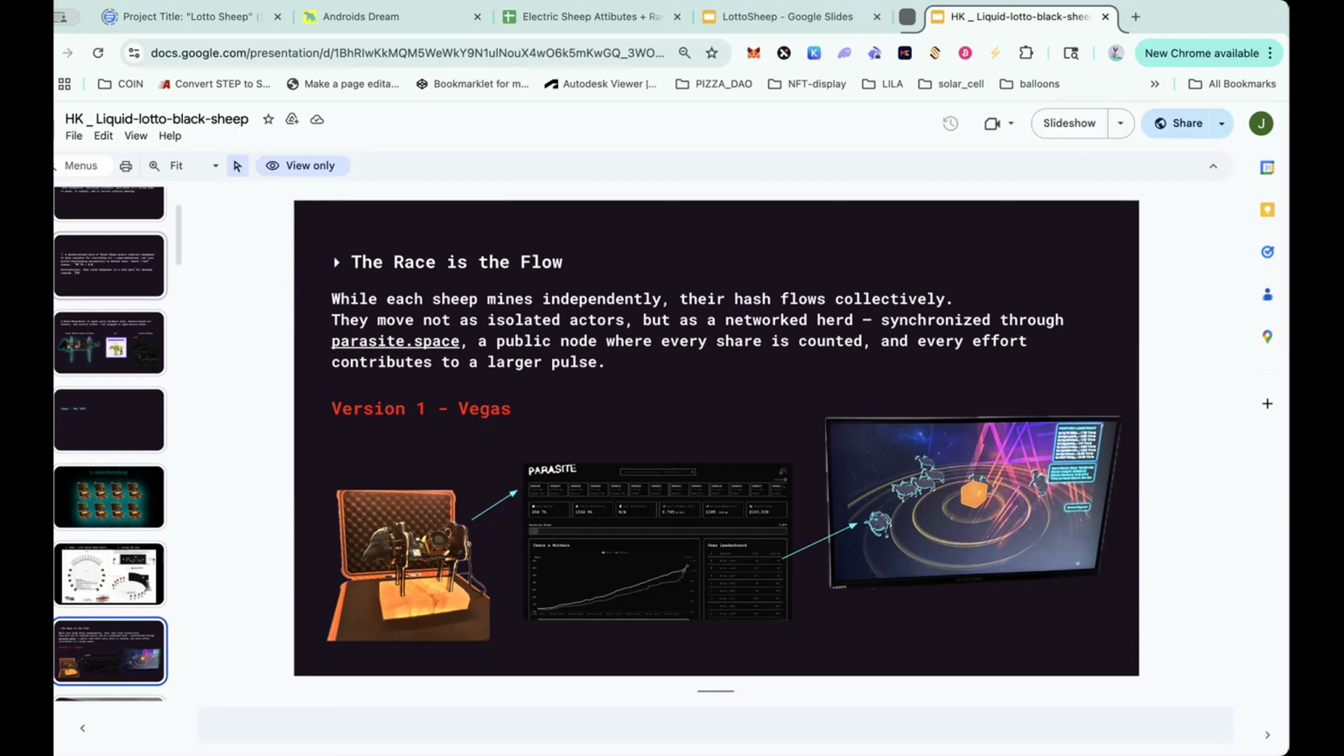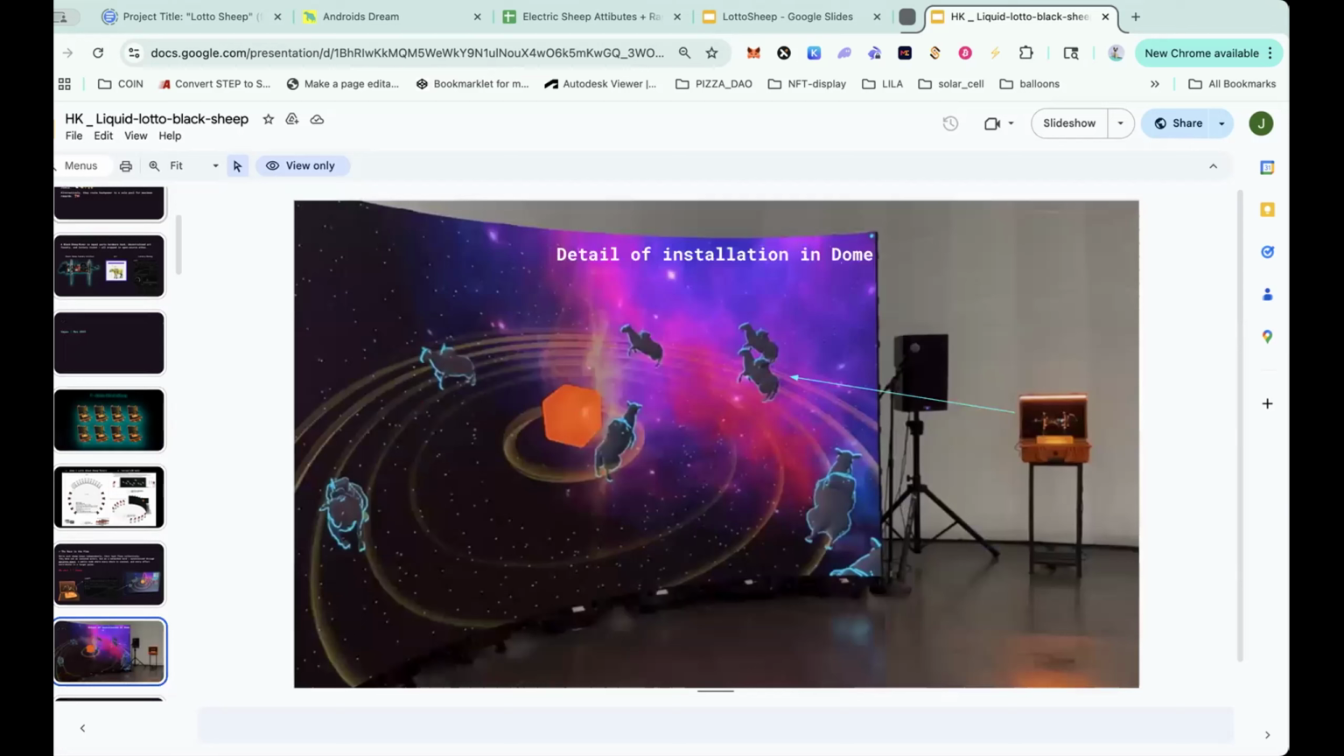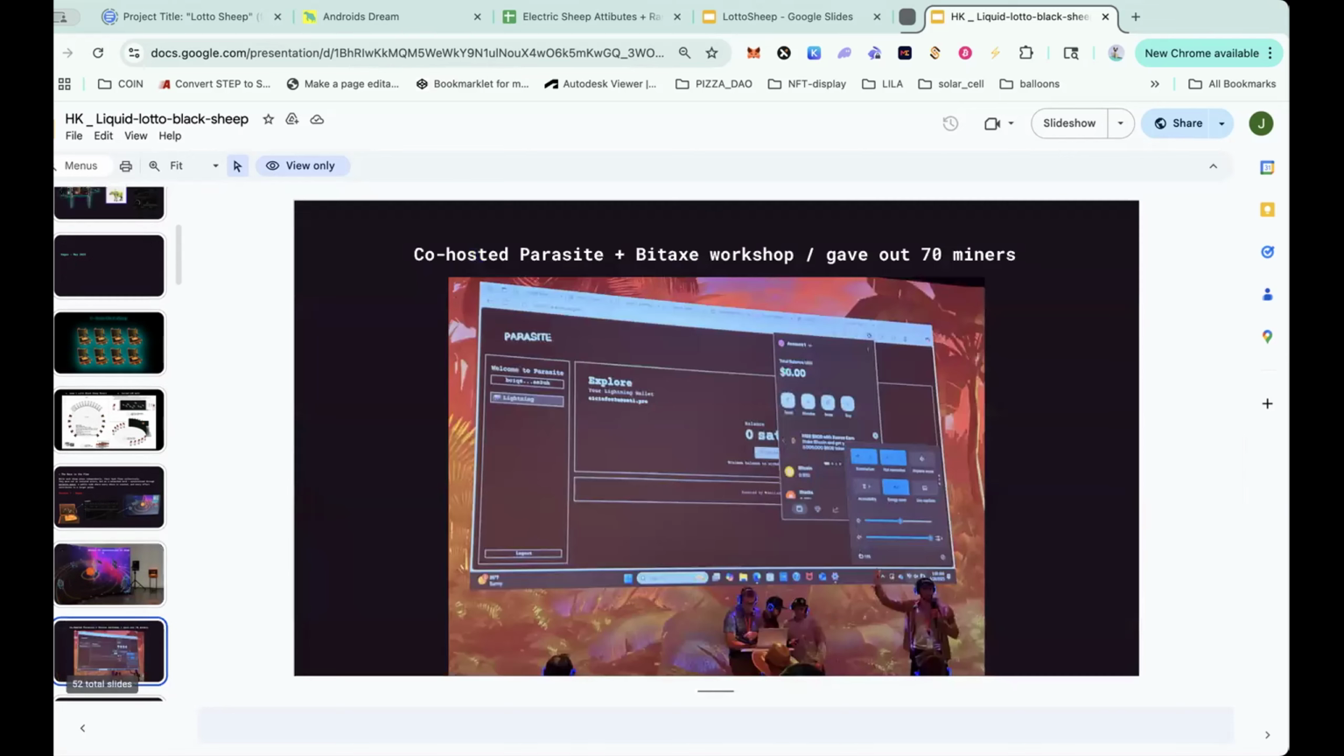So there was a real-time visual going of these sheep miners sitting in a space, showing what they looked like in a decentralized network. And then here's a bigger detail of what that looked like. That arrow is pointing to one of these animated sheep on the screen there. So this was an evolving digital representation of the network happening in real time.